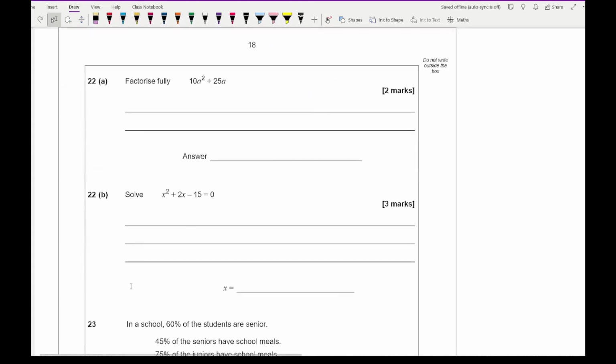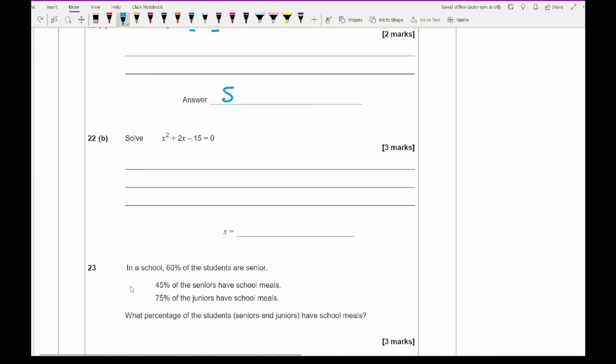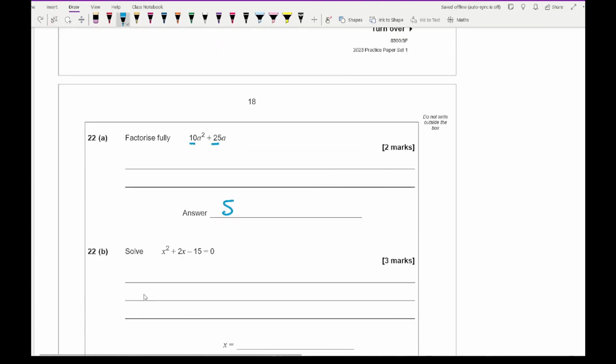Moving on to question 22a, factorise fully. So here we want to take out the highest factor in both 10 and 25, which is 5. And we want to take the lowest power of a, as both terms have got a. So that's going to be a. And then we just got to do 2a plus 5.